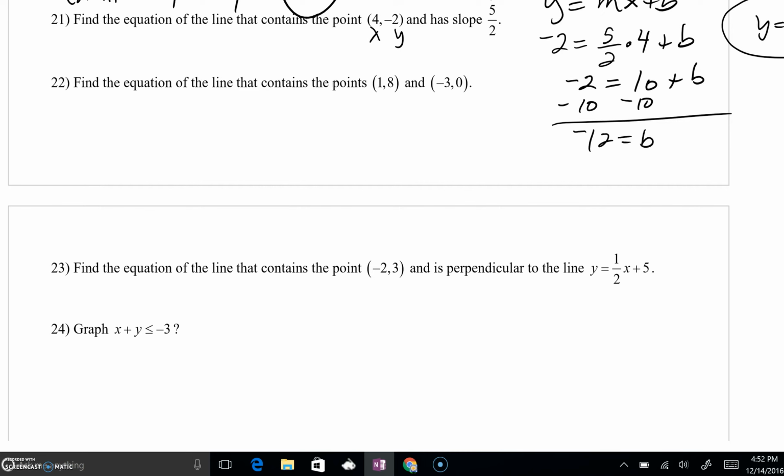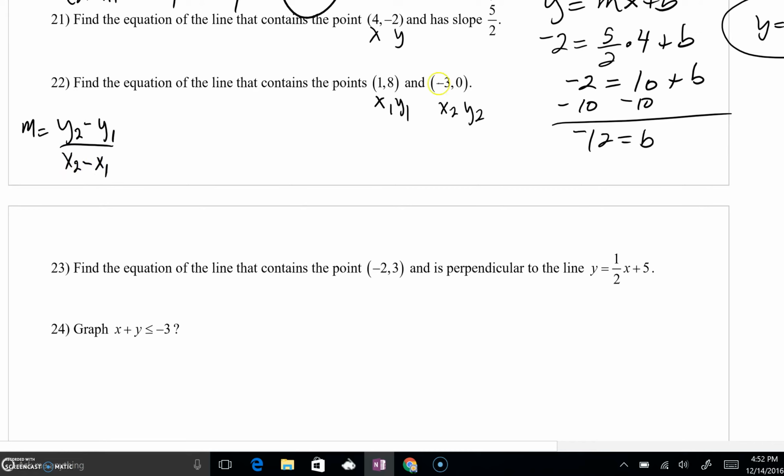Picking back up with number 22, find the equation of a line. As soon as you read that, essentially what you have to do is find y equals mx plus b. But here we go again, very much in line with what we did with problem number 20 up above. We have to find slope. And our slope is just y2 minus y1 all over x2 minus x1.